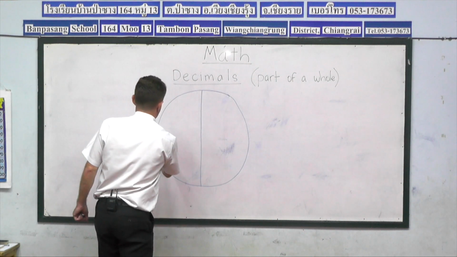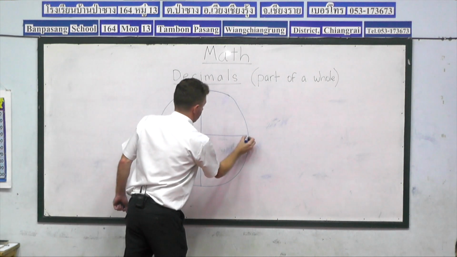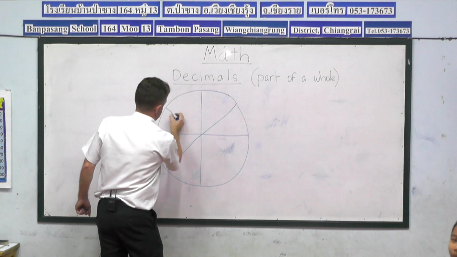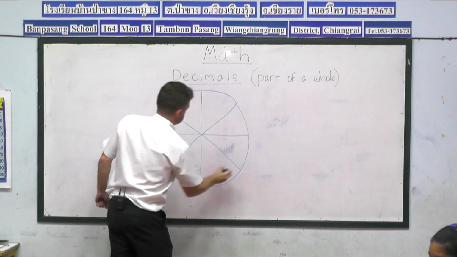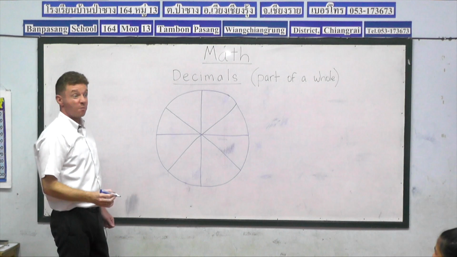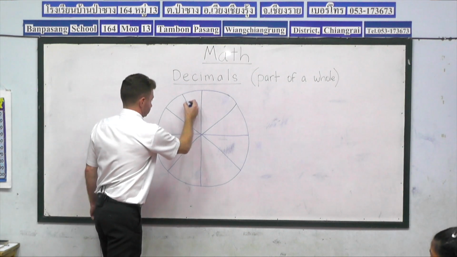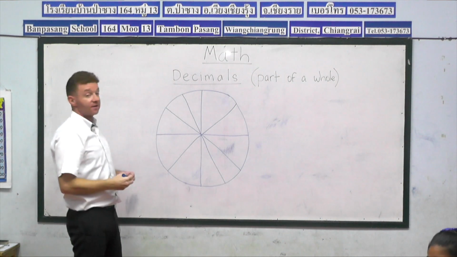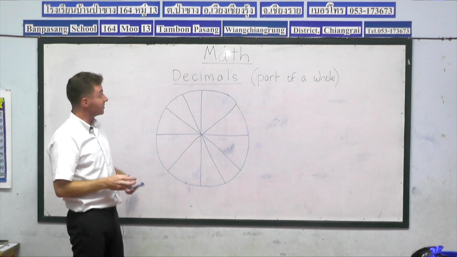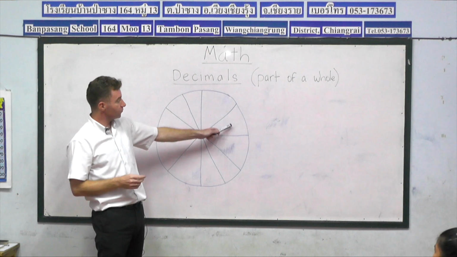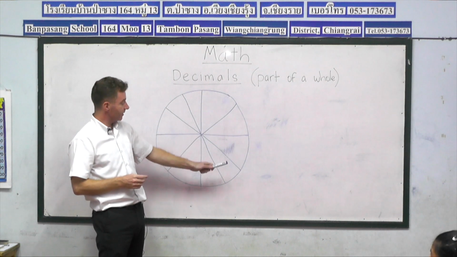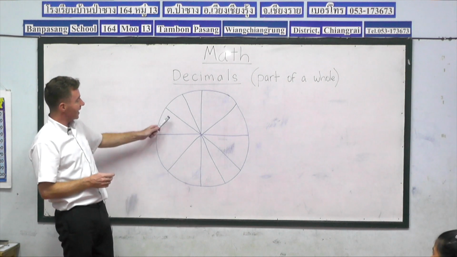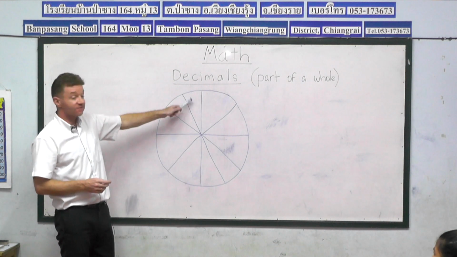2, 4, 6, 8, and we need one more line for 10. Okay, guys, so let's count the parts of the circle together. 1, 2, 3, 4, 5, 6, 7, 8, 9, 10.